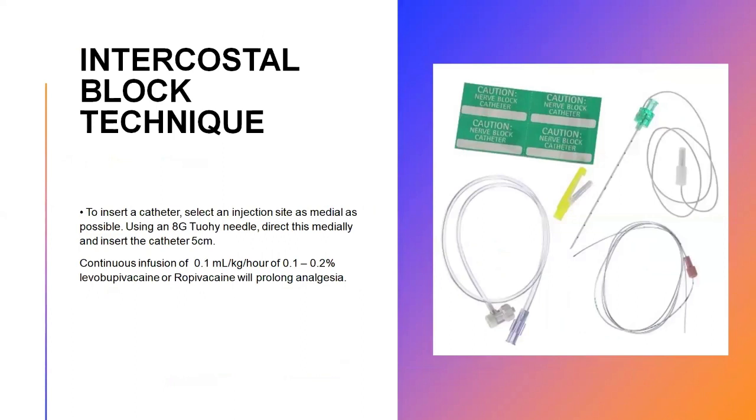To insert a catheter, select an injection site as medial as possible. Using an 18G Tuohy needle, direct this medially and insert the catheter 5 centimeters, as I have mentioned previously. In case of continuous infusion, we have to give 0.1 ml per kg per hour of 0.1 to 0.2% levobupivacaine or ropivacaine. That will prolong the analgesia. We can use it in our CTICU.